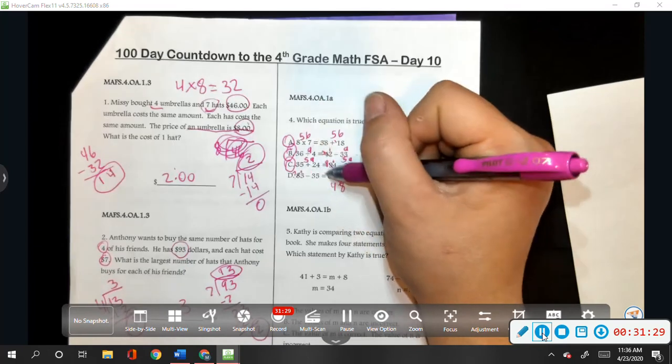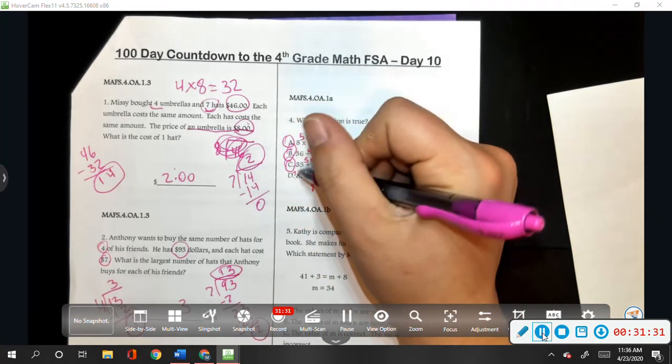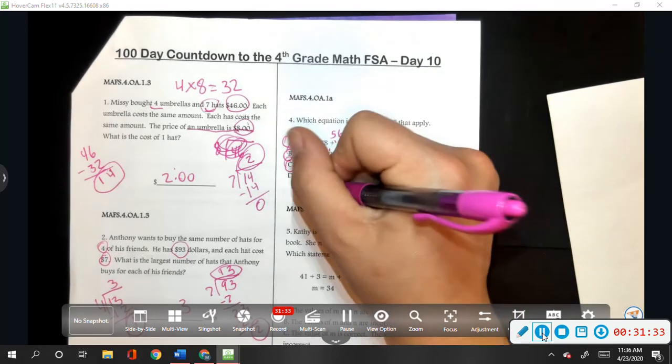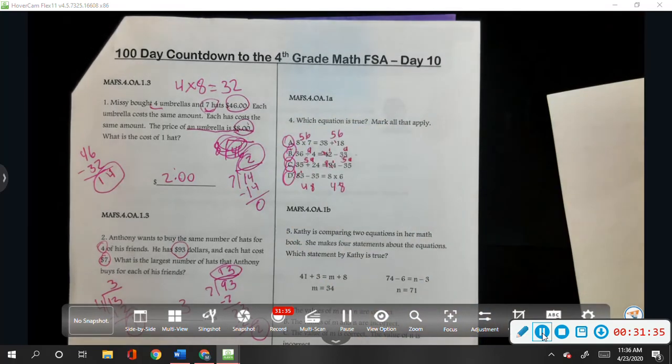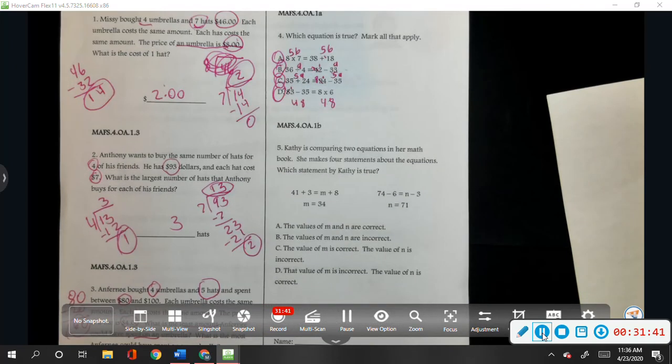Alright, 13 minus 5 is 8. 7 minus 3 is 4. So all of these equations are true because they all equal. They all balance out. Alright, number 5.